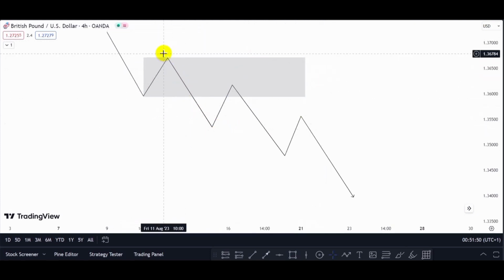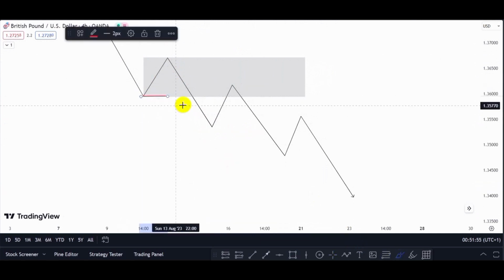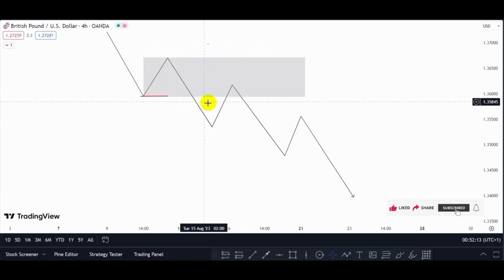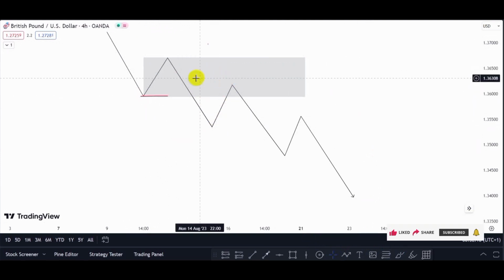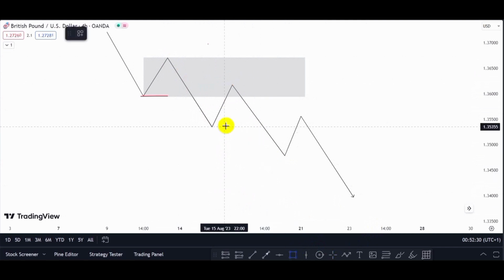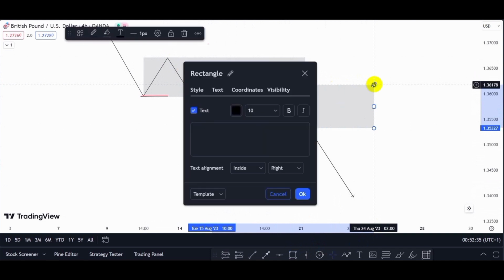Now you can see price then moved to the downside, took out the sell side liquidity and broke structure. Now you can see we now have the pullback. Price mitigated this institutional order flow, and then we have the buying move before the selling move that took out the sell side liquidity and broke structure. This is now our next institutional order flow from the swing low to the swing high.